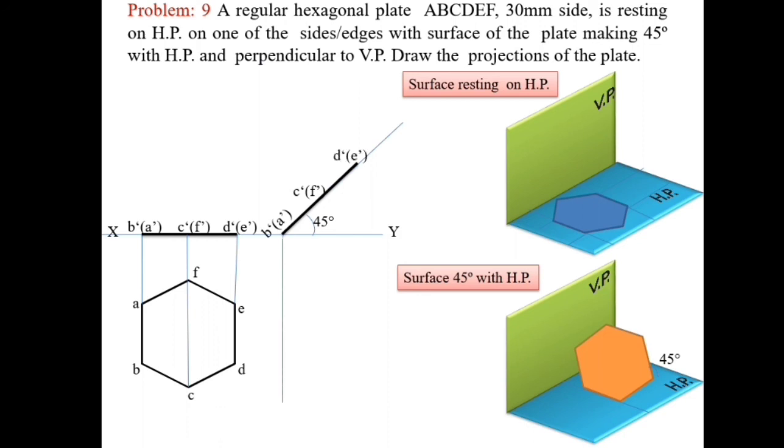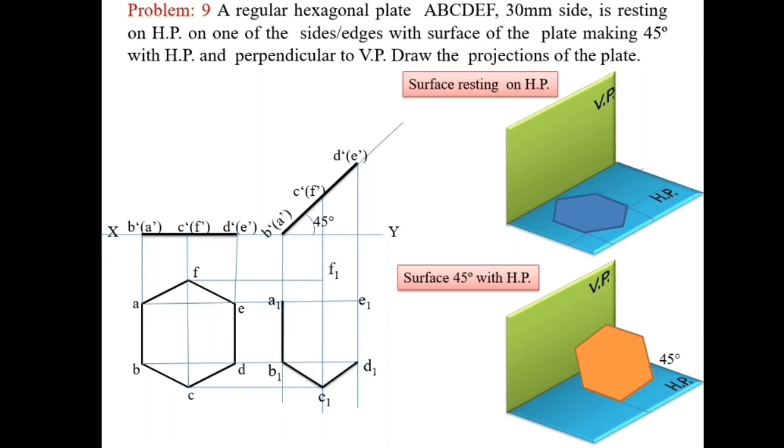Finally you project all the points, and from the top the projection lines will be drawn. The intersecting points are all noted as A1, B1 and C1, D1 and E1, F1, and you join all the points by scale with a neat sketch. Draw it thickly. So this is the true shape of the top view when the surface of the plate makes an angle of 45 degrees with the HP.